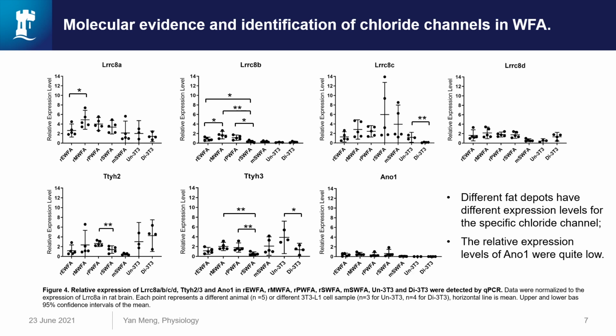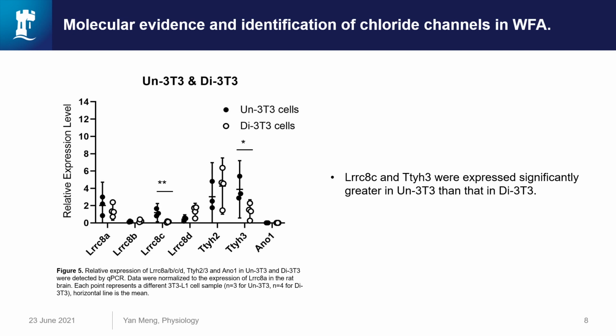The comparison of relative expression levels of the chloride channels among depots shows that different fat depots have different expression levels of these chloride channels. However, for LRRC8D and ANO1, no significant expression difference was detected among different WFA. Comparison between the undifferentiated and differentiated 3T3-L1 cells showed that LRRC8C and TTYH3 were expressed significantly greater in undifferentiated 3T3-L1 cells.